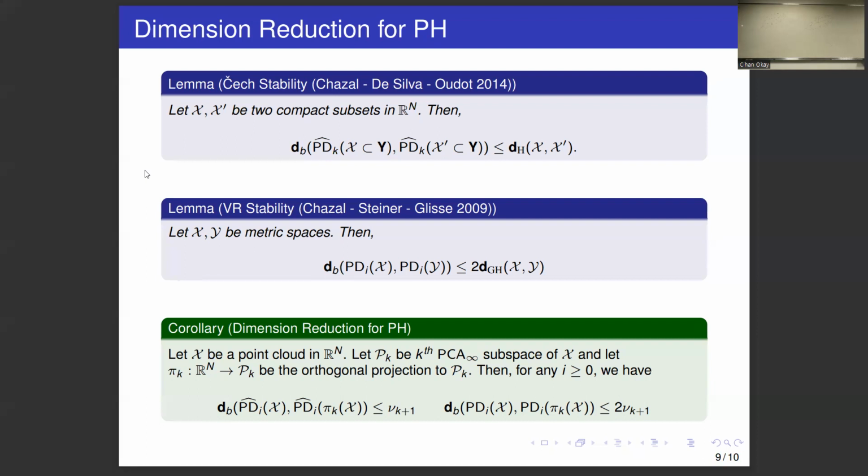By using this simple argument and the stability theorem, X can be a very complicated space, a point cloud. You just look at the k-dimensional projection and look at the persistence diagrams of those. This is much easier to compute in k-dimensional space. And it turns out the bottleneck distance between the two cannot be greater than the length of this axis here. This is basically a sort of dimension reduction for persistent homology.